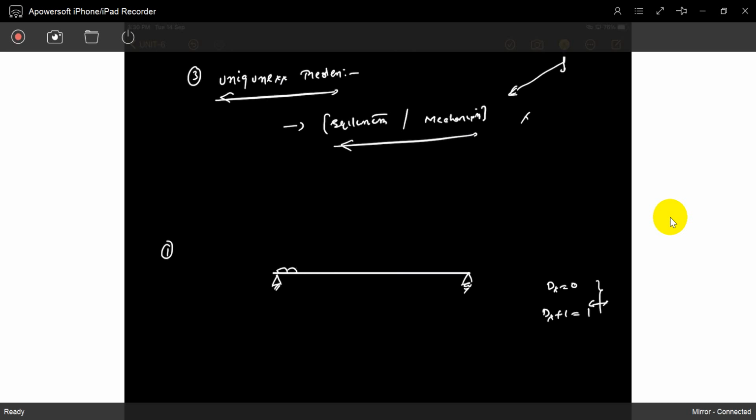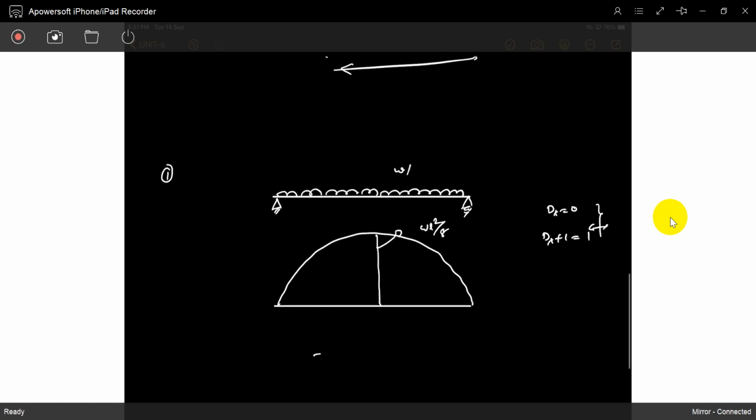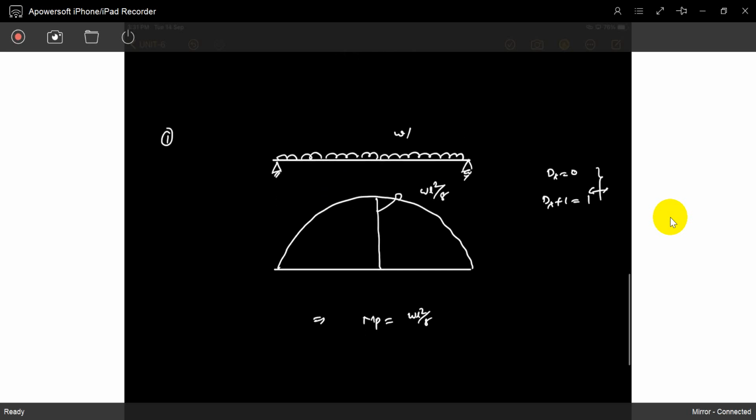If a uniformly distributed load is acting, what will happen? By the static analysis you will see the bending moment diagram is this. The bending moment diagram is WL square by 8. That's it. What is static analysis? MP is WL square by 8 when the load is the collapse load. That load is called a collapse load.